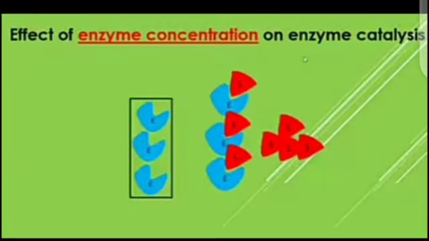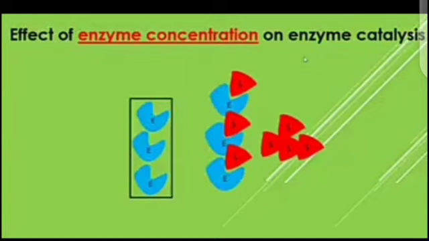The fourth and last one is enzyme concentration. The concentration of enzyme at a specific time, in the presence of unlimited substrate, is very important for the rate of reaction. Increasing the amount of enzyme twofold can double the rate of enzyme catalyzed reactions.